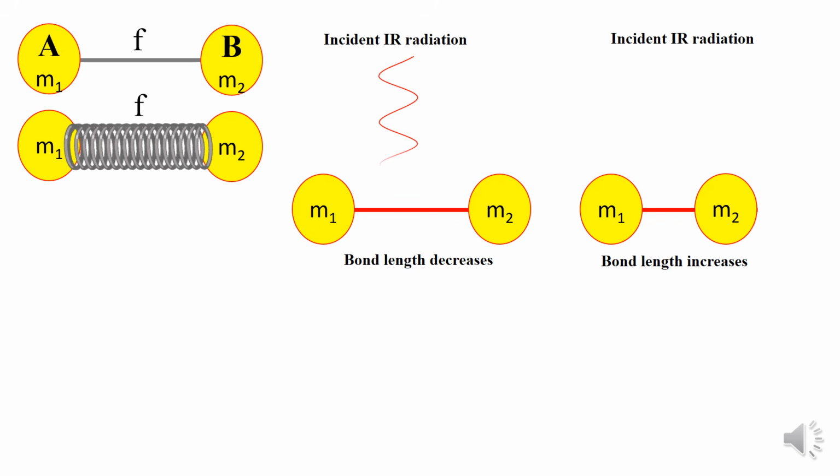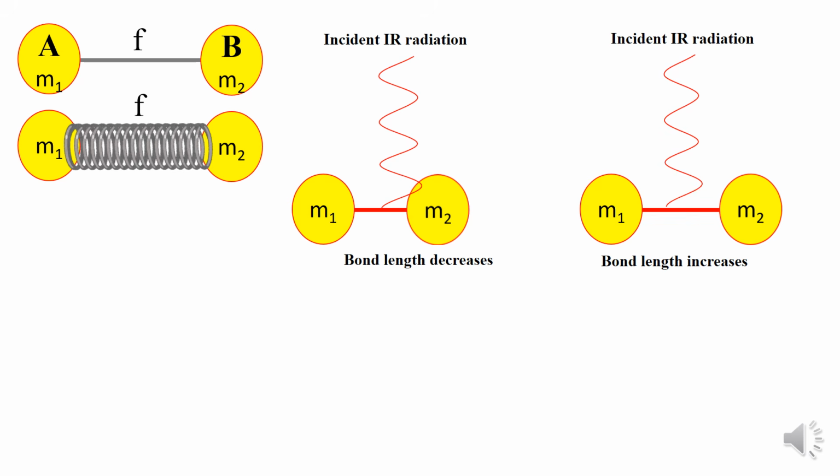Now when the IR radiation impinges or strikes the covalent bond, it absorbs the energy given by the infrared radiation and it undergoes stretching vibrations, and this results in variation in the bond length, where the bond length may either decrease or it may increase. So during stretching vibrations of the covalent bond, the bond length may either decrease or increase.